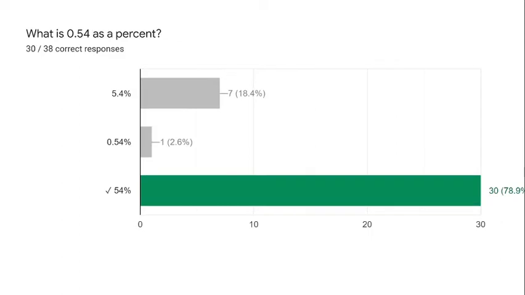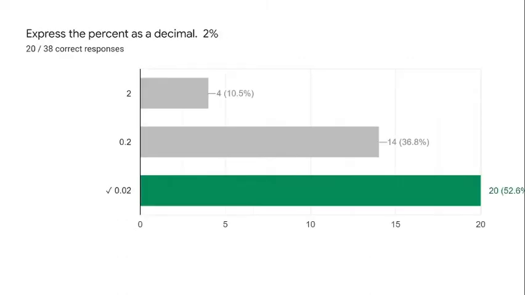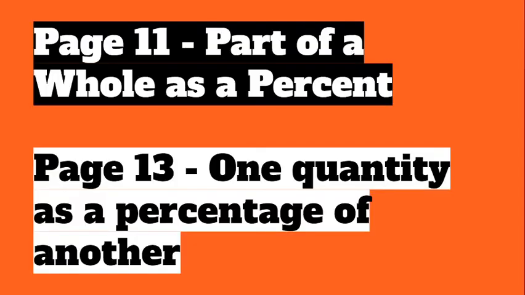So I can tell, for example, with this one, we probably need to understand it a little bit better. There might have been some word issues with the problem, but almost 80% of you know how to change a decimal to a percent. A good 52% of you know how to express 2% as a decimal. Another 37% of you thought it was 0.2, so we probably have to look at that concept again, and a couple other ones. But for now, we're going to be looking at parts of a whole as a percent, and then quantities as a percentage of another. So that's actually going to be the next class on Thursday.